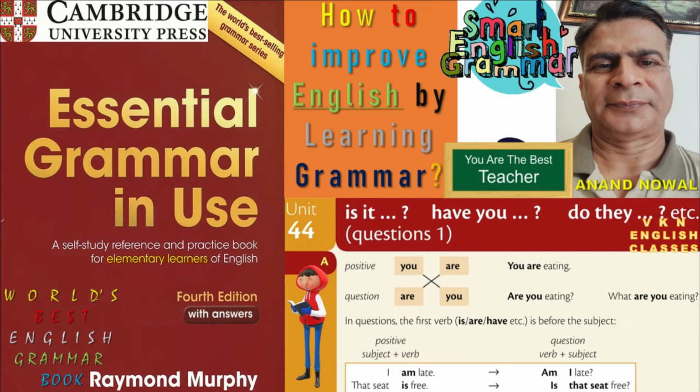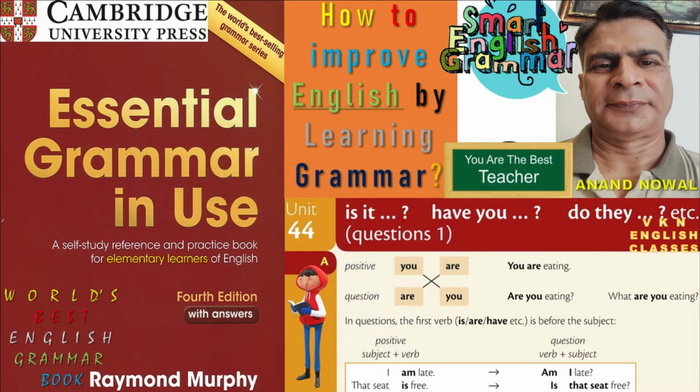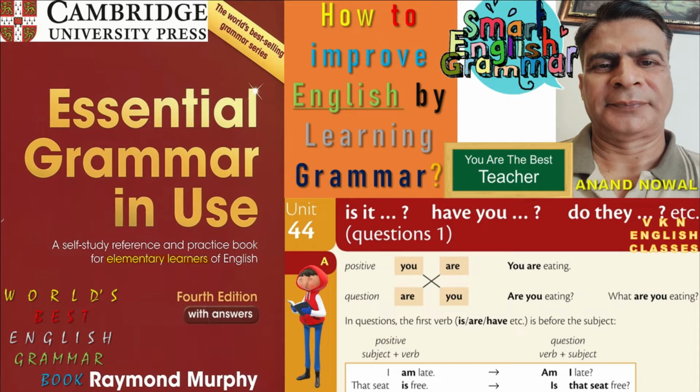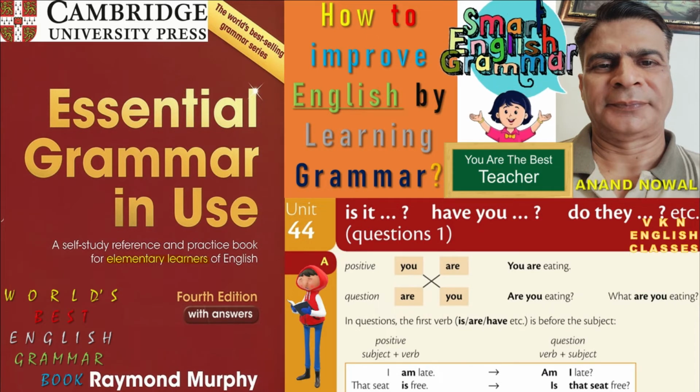English has been the most popular language in the world, and English grammar is very much required to speak and write correct English. So, as a reference, we are taking one of the best books, Essential Grammar in Use, published by Cambridge University Press UK. This book is designed for children and elementary students of English to enable them to understand the basic grammar topics.